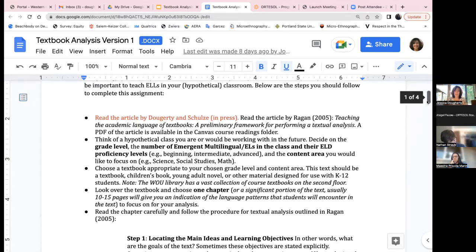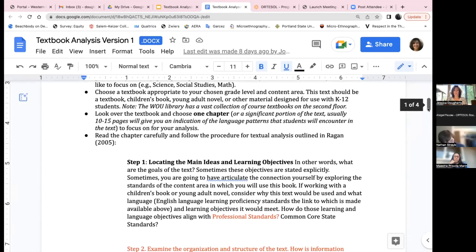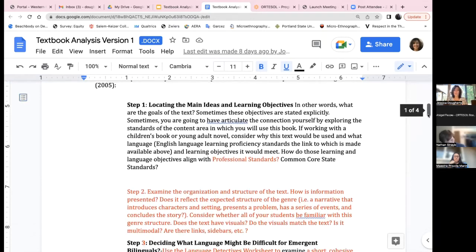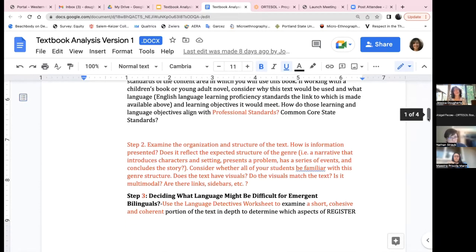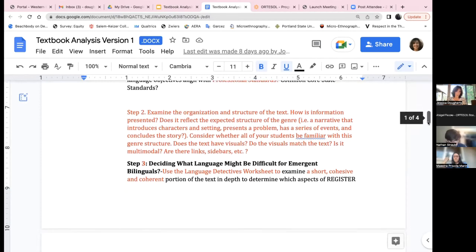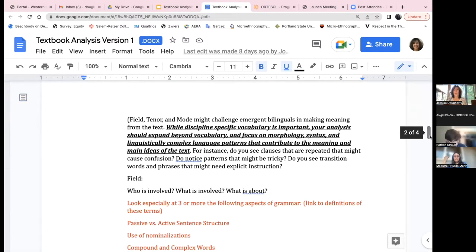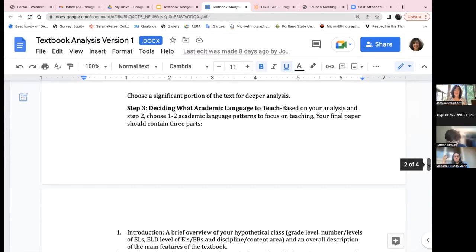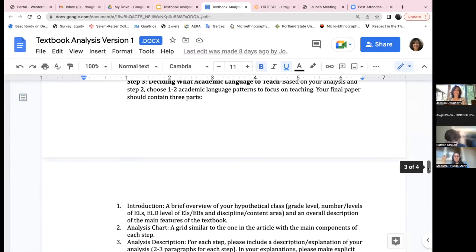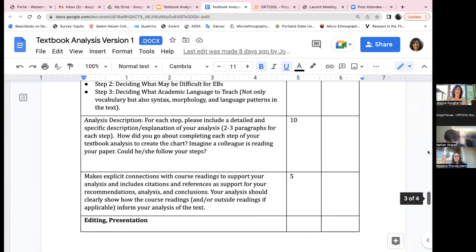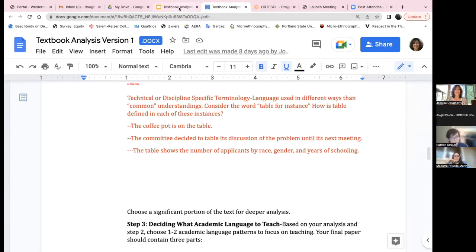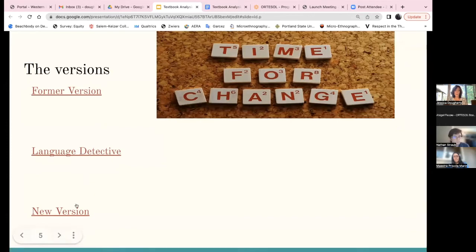They choose a textbook, and then they follow the chart provided in the Reagan article to analyze that textbook, looking at main ideas and learning objectives, examine the organization of the structure of the text, deciding what language might be difficult for emergent bilinguals. And so that's what the current assignment looks like. They look at academic language, and we give them a nice little scoring guide to use for that. So that is the former version.